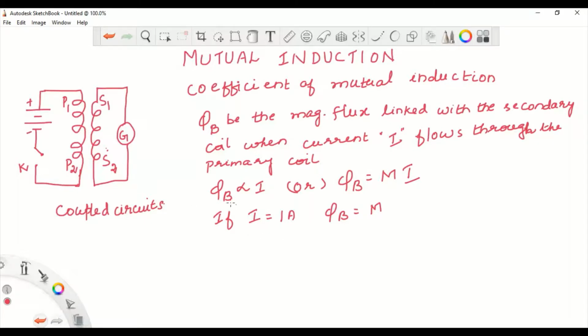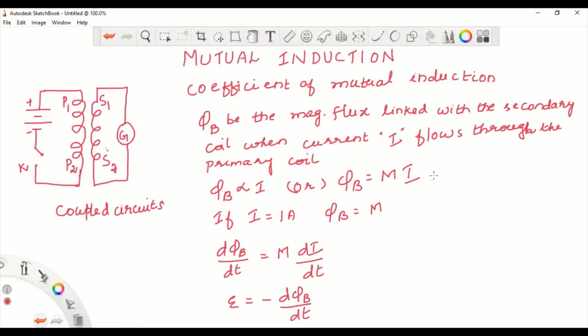Now I am going to differentiate this expression. So when I differentiate this, what will I get, children? Let us take d phi by dt is equal to M di by dt. We cannot differentiate M because it is a constant, so we can differentiate only I. But already we know that induced EMF is equal to minus d phi by dt.